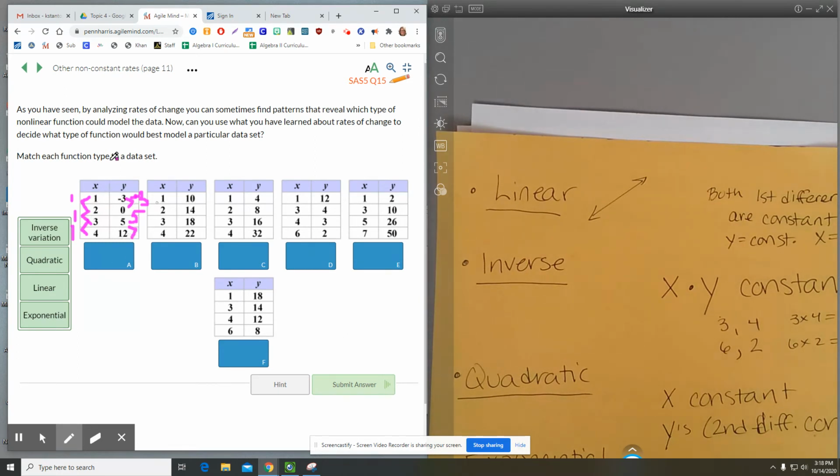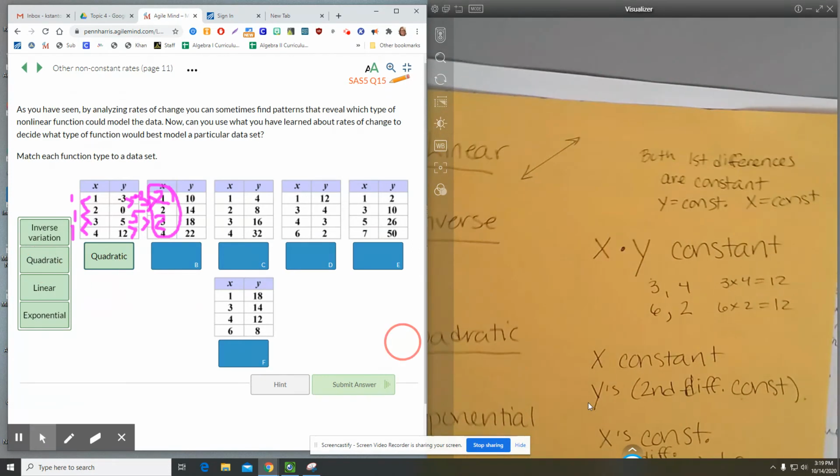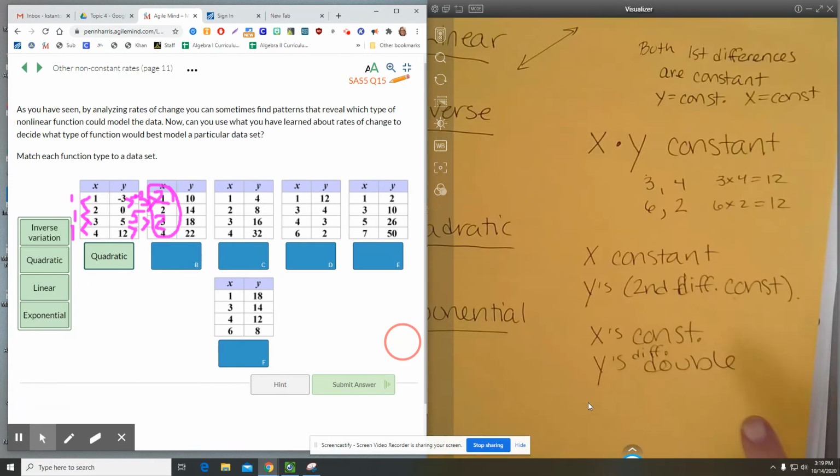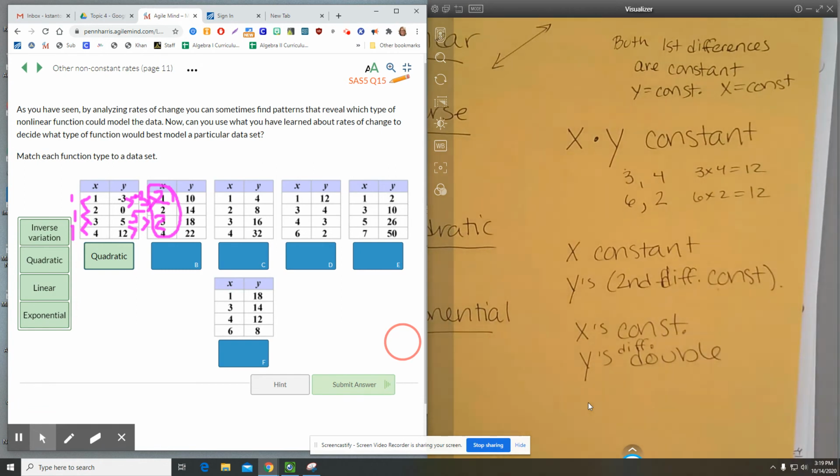I'm not seeing anything yet, so let's find a next difference. From 3 to 5, it increases by 2. And from 5 to 7, it increases by 2. So here we see second differences are constant, which means that this is quadratic. That's what we said right here. We said that the second differences are constant. I'm going to go ahead and clear that.